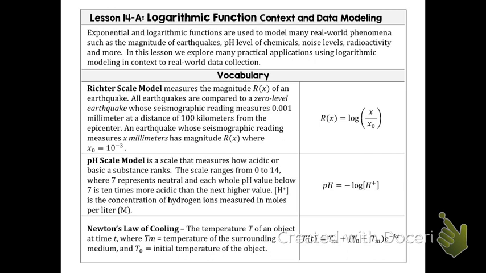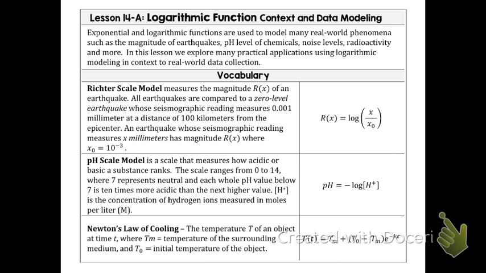The pH scale models a scale that measures how acidic or basic a substance ranks. The scale ranges from 0 to 14, where 7 represents neutral, and each whole pH value below 7 is 10 times more acidic than the next higher value. The H plus, the hydrogen, is the concentration of hydrogen ions measured in moles per liter. And so we can see that the pH is equal to the negative log of the hydrogen concentration.